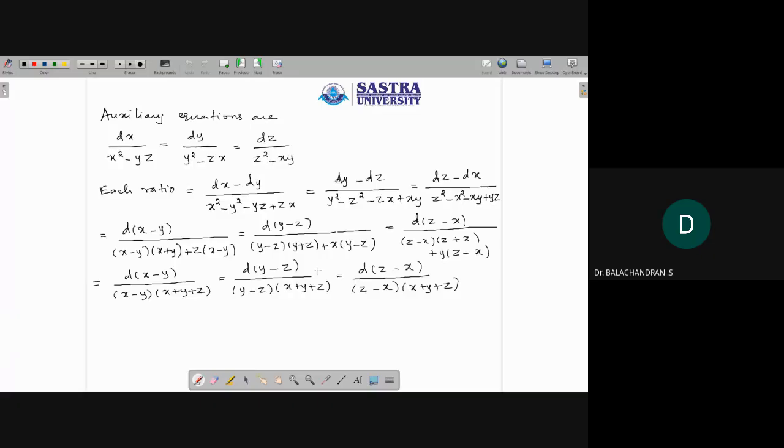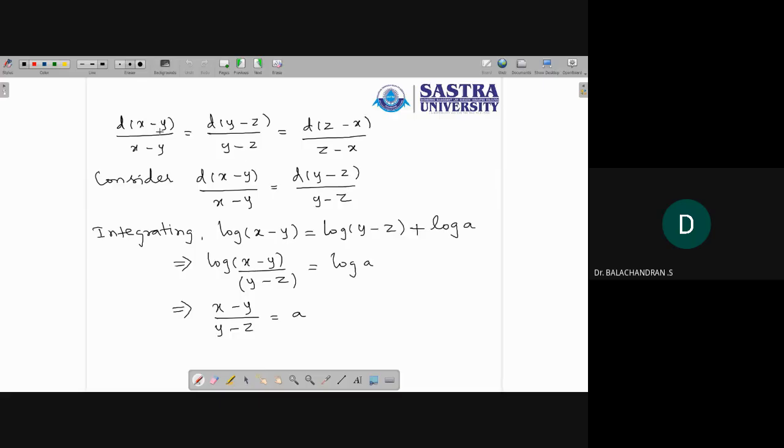So you can cancel x plus y plus z in each and every term. You will get d of x minus y by x minus y equal to d of y minus z divided by y minus z equal to d of z minus x divided by z minus x. Okay, now consider the first two terms. If you integrate this term, you will get log of x minus y equal to log of y minus z.